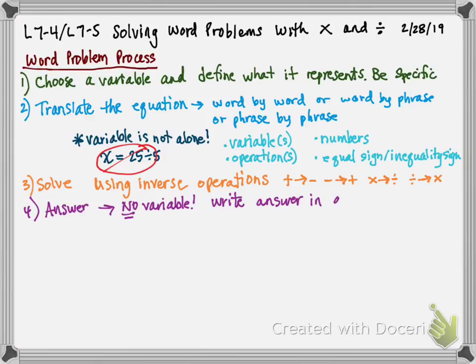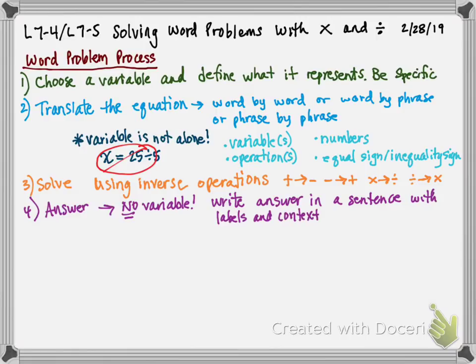So write answer in a sentence with labels and context. So labels are feet, meters, inches, years, so on and so forth. What is the number being measured in? And context is what was going on in the situation.